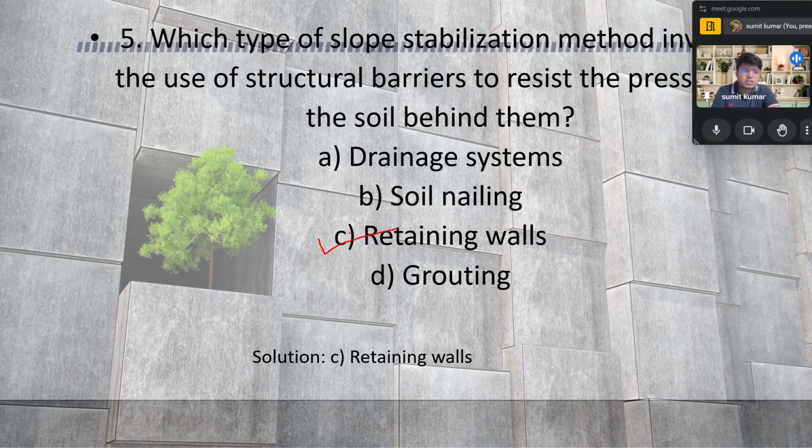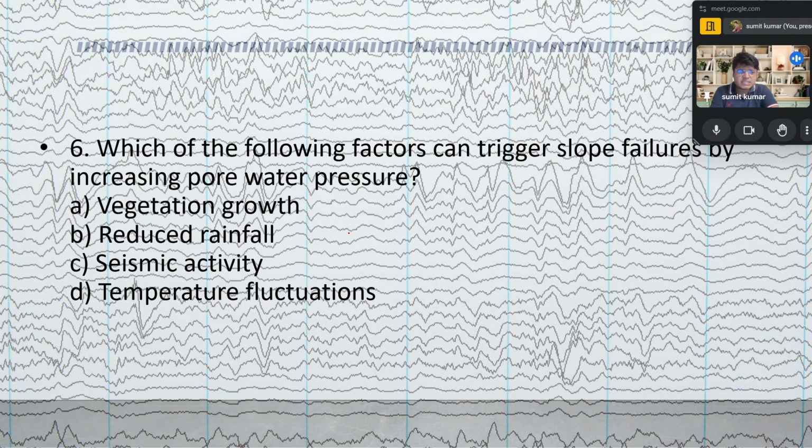Now we move to the next problem, which states: which of the following factors can trigger slope failure by increasing the pore water pressure? Vegetative growth. Due to vegetative growth, does slope failure take place due to an increase in the pore water pressure?